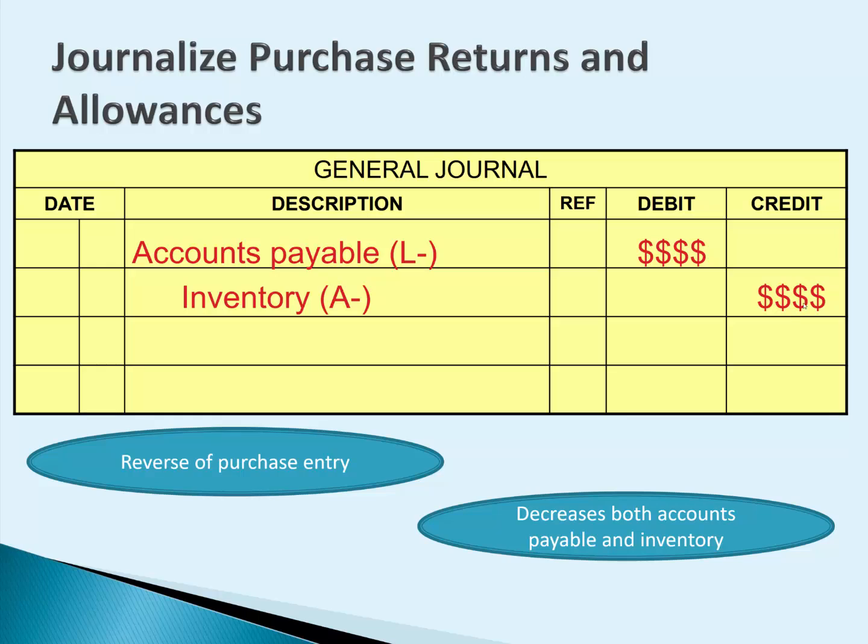Now remember, when we are reducing inventory here, we're reducing the cost of the inventory. We're not keeping track in the journal of our quantity. In the real world, our accounting system would also keep track of the quantity behind the scenes.